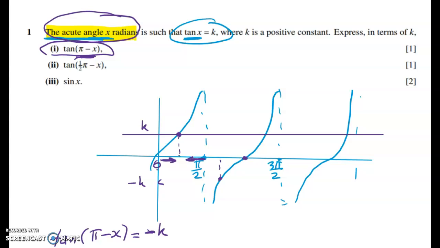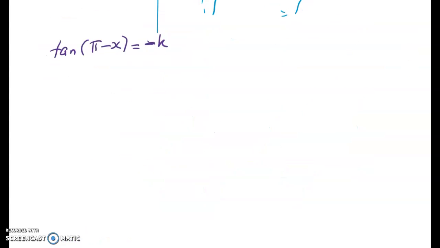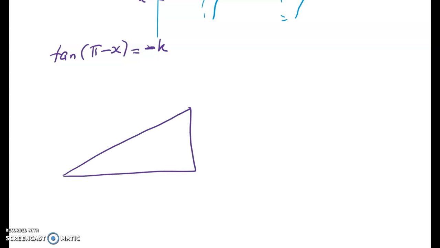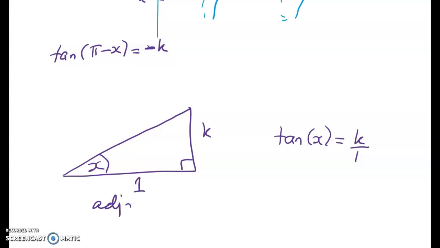So the other thing we can use here is a little right angle triangle. Let's draw our right angle triangle and see what we can put on it. So here's my angle x, and we know that tan of x is equal to k. Well, tan of x is just the opposite over the adjacent. So we can draw in my right angle, and we can put k here, and we can put 1 here, right? This is the adjacent side. And this is the opposite side.